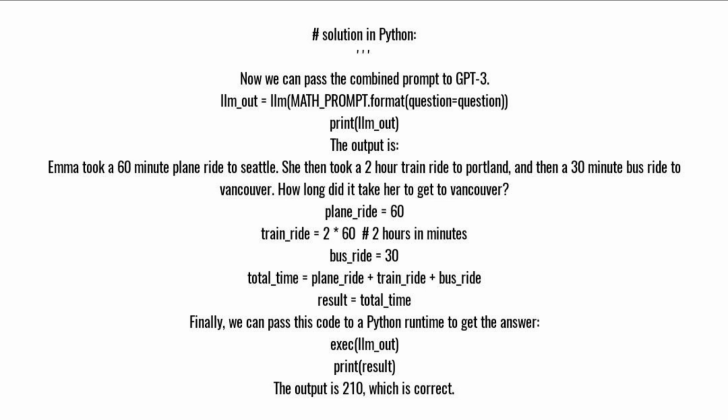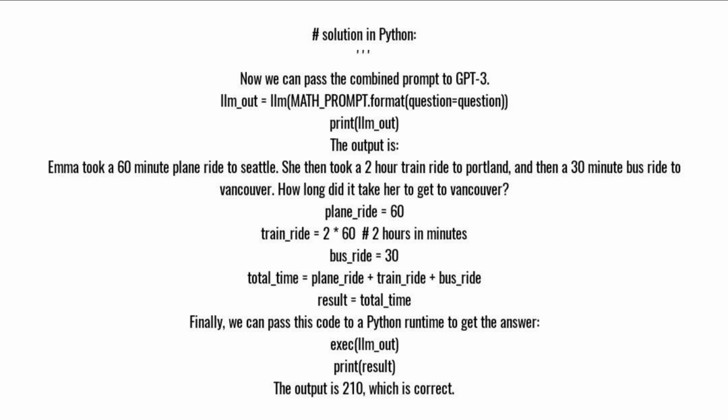Question. # solution in Python. Now we can pass the combined prompt to GPT-3. llm_out = llm(math_prompt.format(question=question)). print(llm_out). The output is: Emma took a 60-minute plane ride to Seattle.